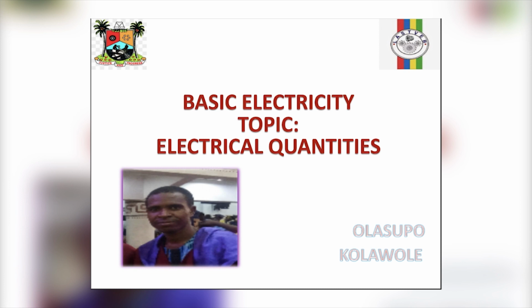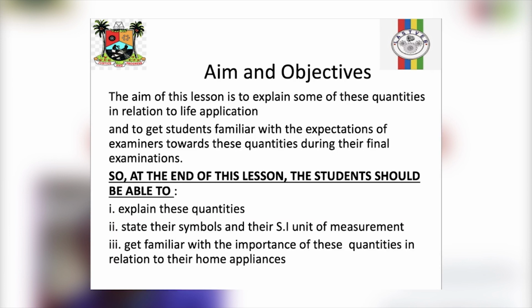And today on the topic, we are going to be looking at electrical quantities. The aim of this lesson is to explain some of these quantities in relation to live application and get you familiar with the expectation of the examiners during the final examination. So at the end of this lesson, you should be able to explain the quantities. You should be able to state the symbols and the SI unit of measurement, and likewise get familiar with the importance of these quantities in relation to the home appliances.